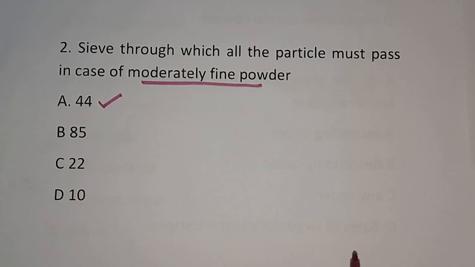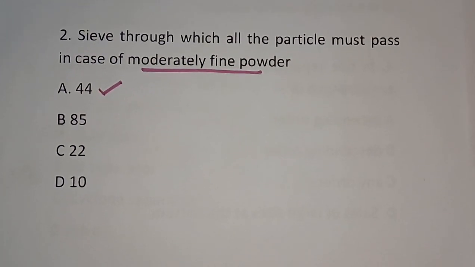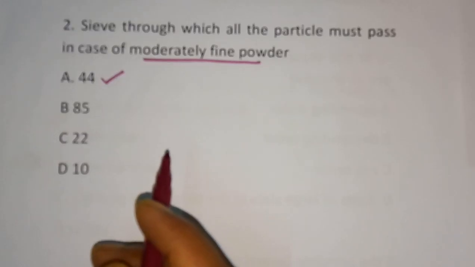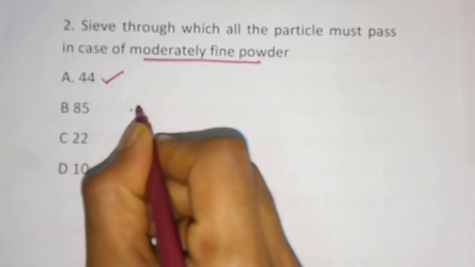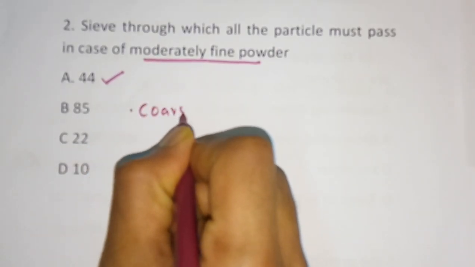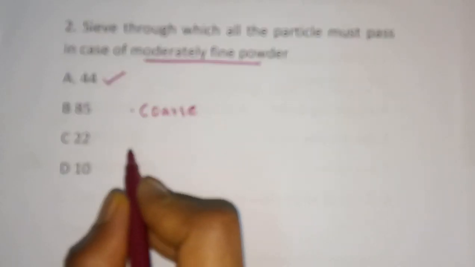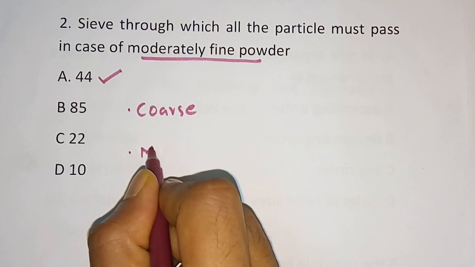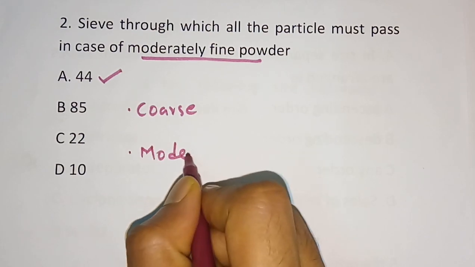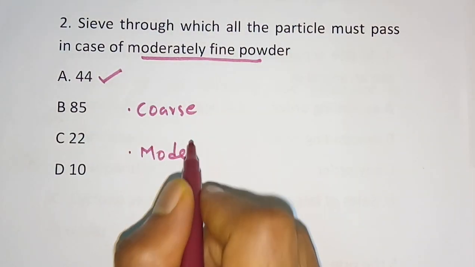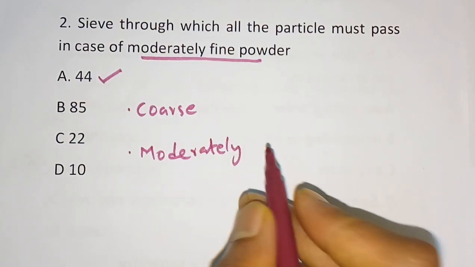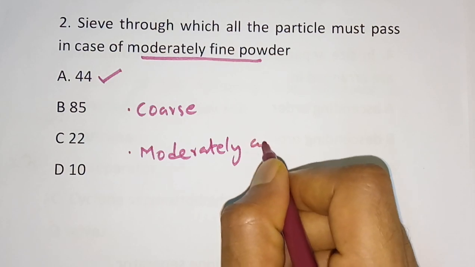Powders are actually classified mainly into 5 types. One is coarse powder. Second category, moderately coarse. Depending upon the size, you can see coarse is comparatively bigger. Moderately coarse means comparatively less in size.